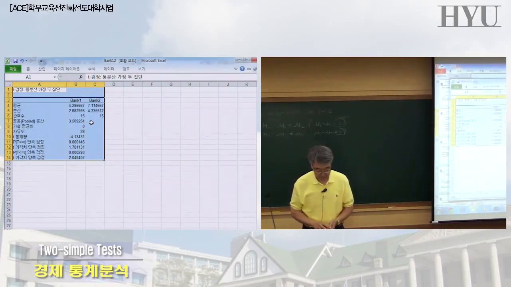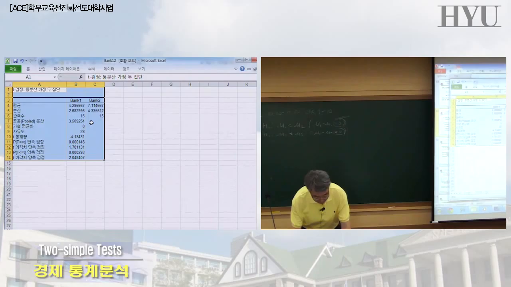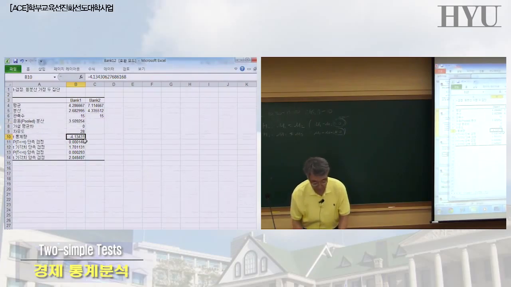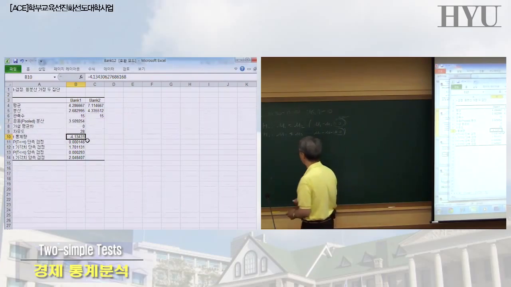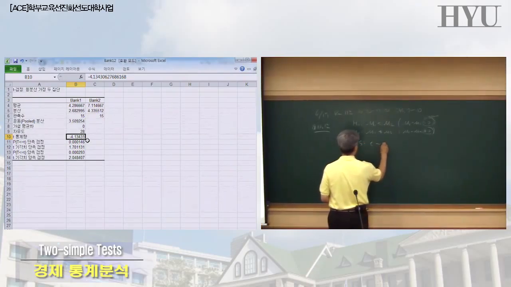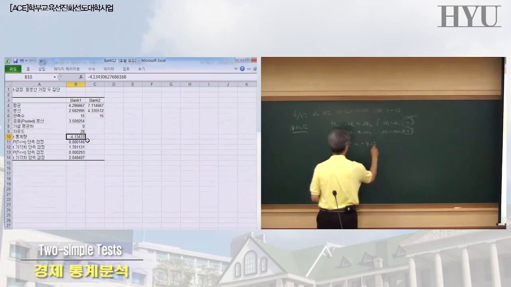Okay? All right. And then here, pooled variance right here. It already calculated pooled variance. And based on that, it gives you the test statistic here. The test statistic comes out to be negative 4.13. So we have test statistic T is negative 4.13.